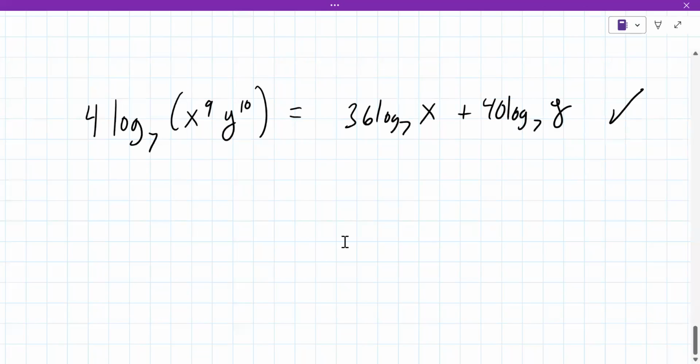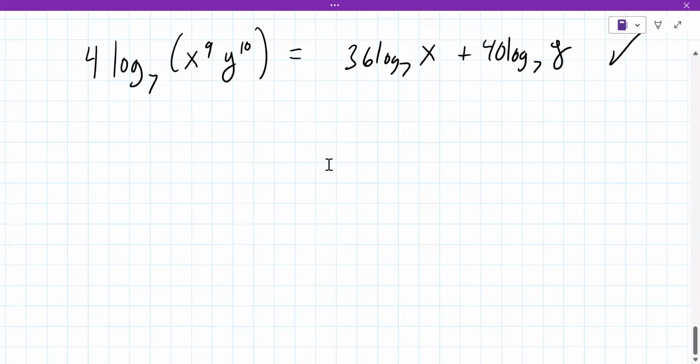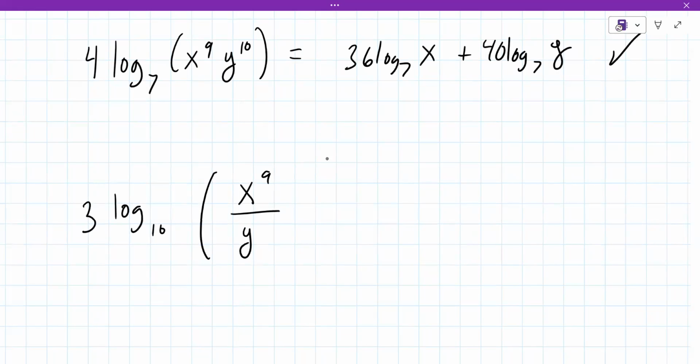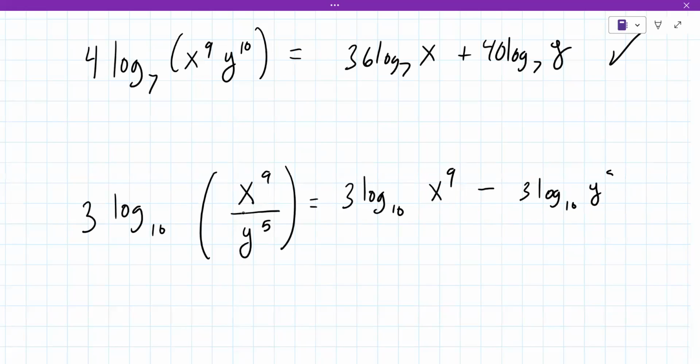Okay, now we can make these just a tiny bit more difficult. So 3 log base 10 of, now let's say x to the 9th, y to the 5th. This becomes 3 log base 10 x to the 9th minus, because it's a quotient in here, like think of this as a big subtraction symbol, 3 log base 10 y to the 5th.